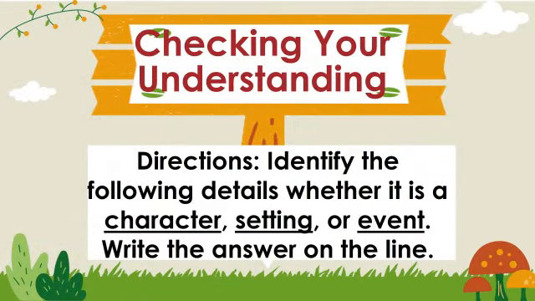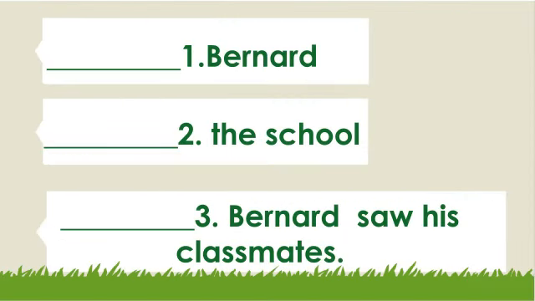Checking your understanding. Directions. Identify the following details whether it is a character, setting, or event. Write the answer on the line. Number 1. Bernard. Is it a character, a setting, or event? That is a character.